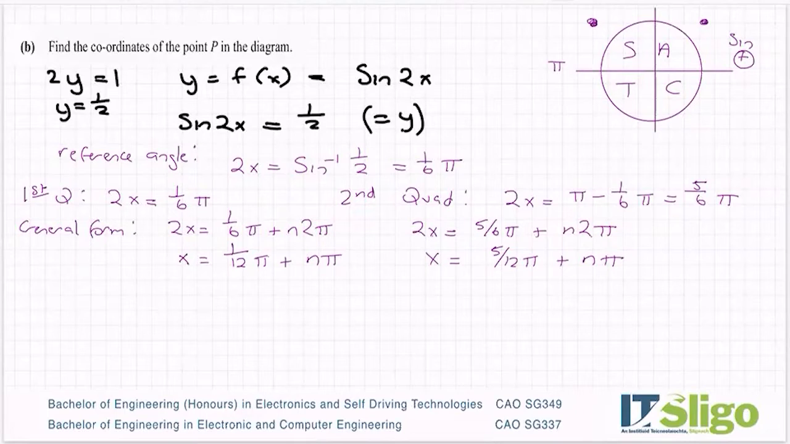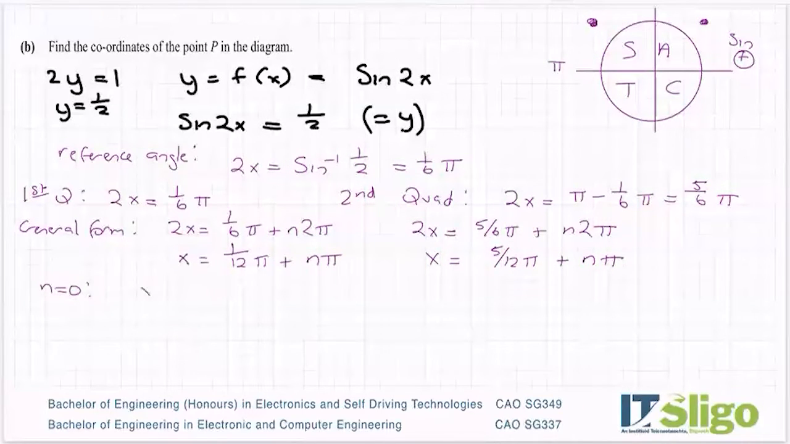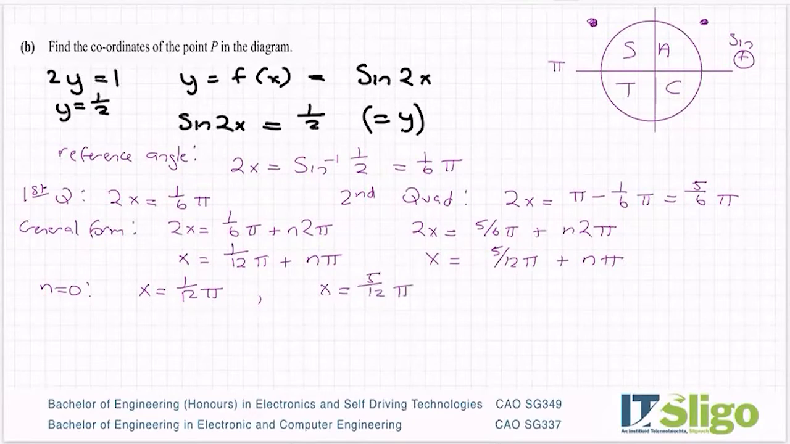Okay, and then let's solve. So n is equal to 0. So I'm going to do it twice. You always match the number here. So n is equal to 0. So x is equal to 1/12 pi. N is 0, so this disappears. And over here, x is equal to 5/12 pi. For the same reason, n is 0, so this disappears.